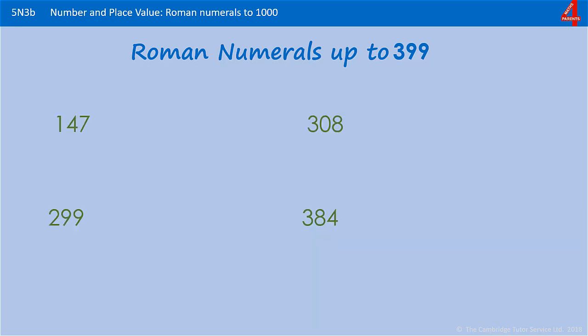With what we've covered so far, you should be able to have a go at working out these numbers. How are they represented by Roman numerals? A good tip here is to work with each place value individually, as if you're partitioning the numbers. Pause the video, have a go.